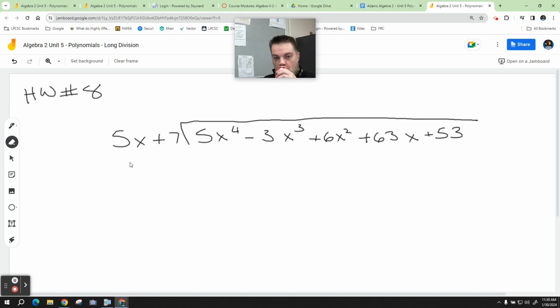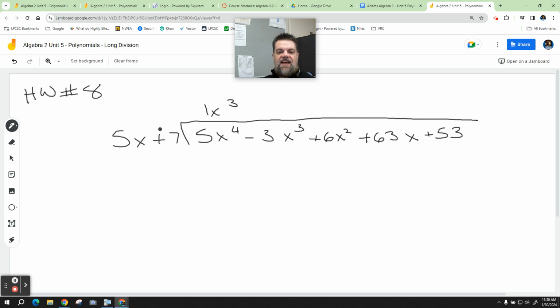Wasn't too bad, but the number in front of the x, the coefficient of x, is not 1. So I need to think, what do I multiply 5 by to get 5? 1. Then the next thing I need to think of is, what do I multiply x by to get x to the fourth? X to the third.